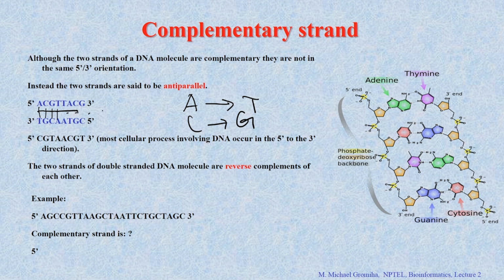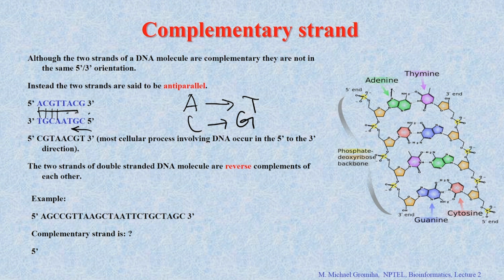So, we need the complementarity, so we have to reverse the direction. If you write the 5 prime to 3 prime, then we reverse this direction, right. So then start from C G T A A C G T, right. This is how to write the complementary sequence.